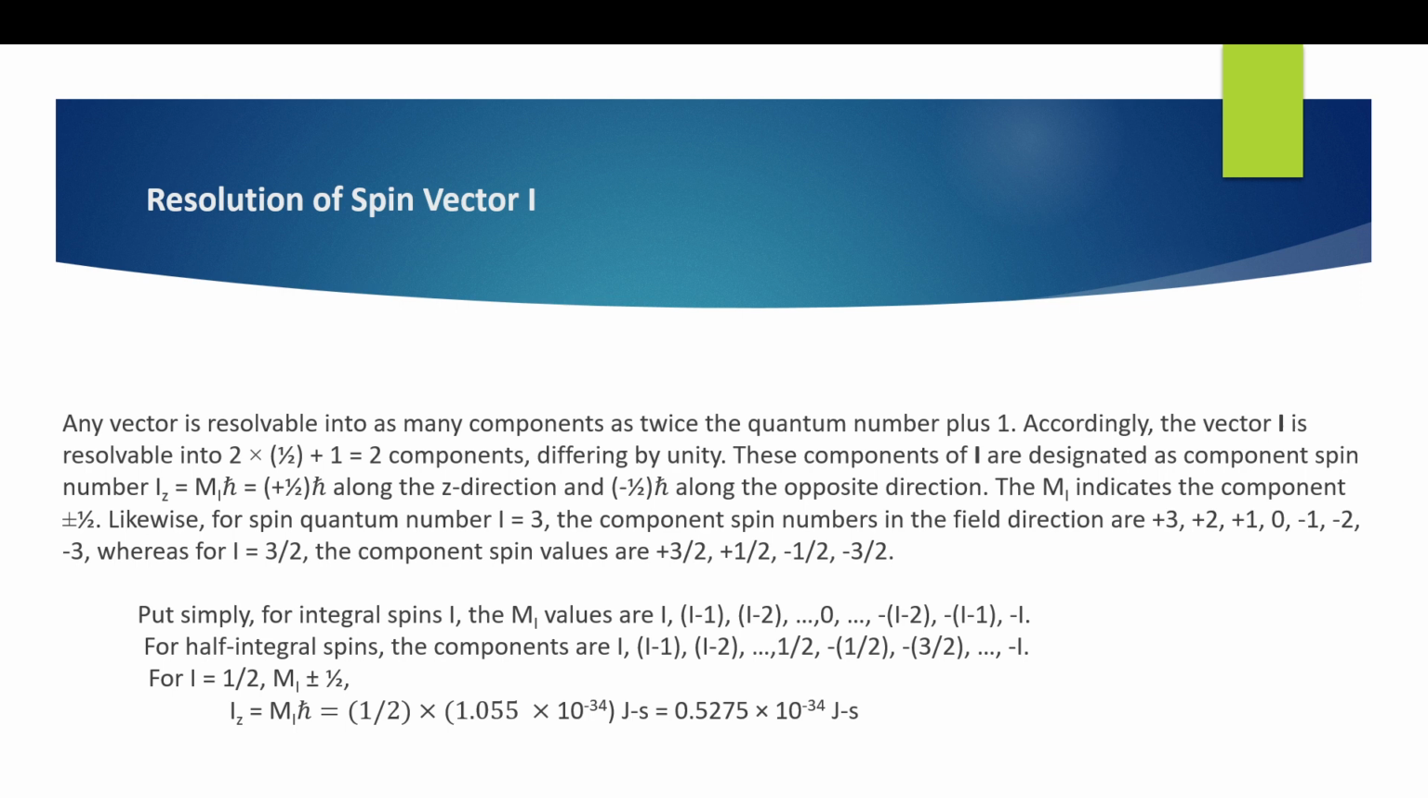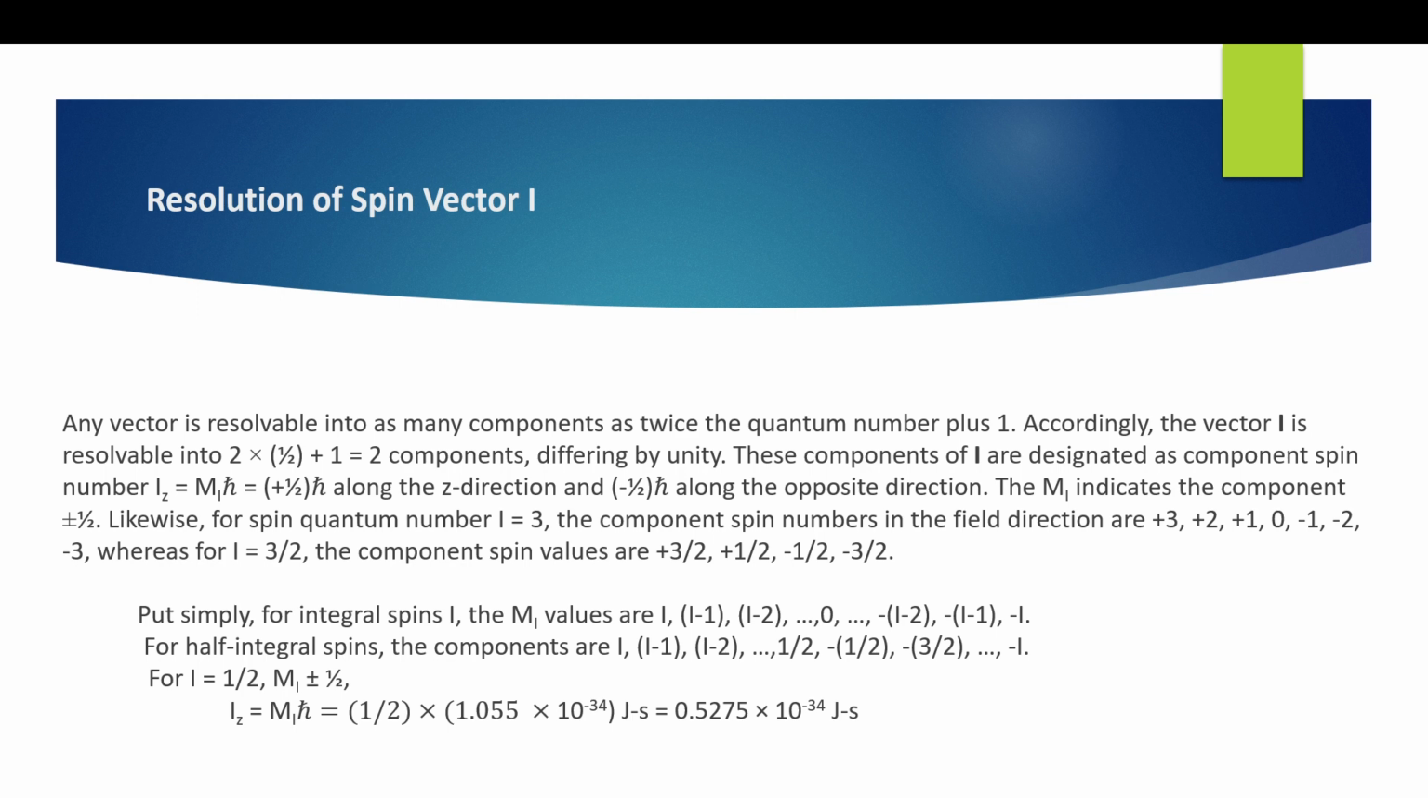Now, resolution of spin vector. As a rule, any vector can be resolved into how many components? The number of components possible is 2 multiplied by quantum number plus 1. So for proton, spin quantum number is half. Applying this formula, we can say that only two orientations are possible. One designated by minus half, other designated by plus half.